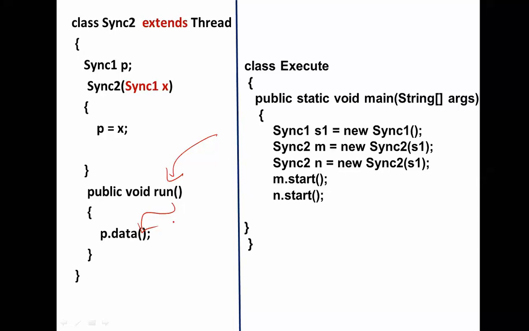Now let us look at main. Now there are some 4 or 5 lines in main. Don't bother. We will look at only one statement at a time. Just concentrate properly. Observe what's happening over here. Now when I start this class execution, I'll go over here. sync1 s1 is equal to new sync1. Over here, I'm creating an object of class sync1.